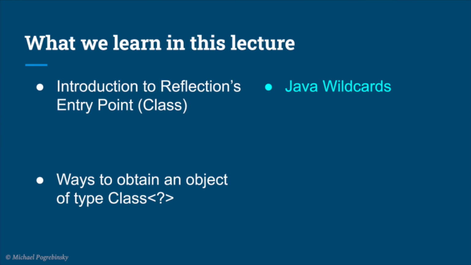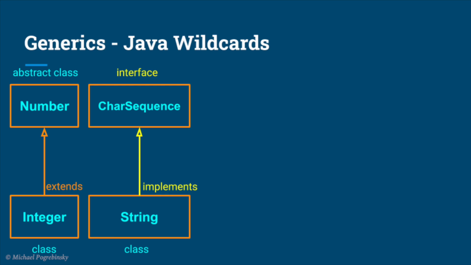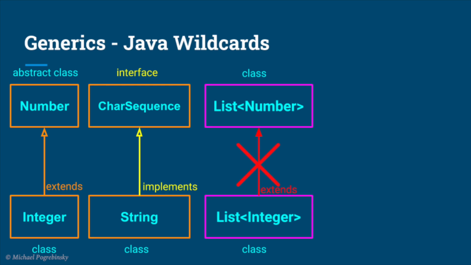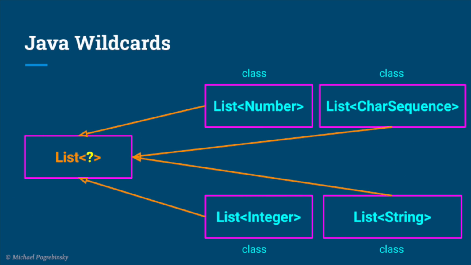Now, before we conclude, let's talk about that question mark that appears in between the angle brackets when we use the class type, which is called a Java wildcard. In Java generics, although a class like Integer extends Number and a class String implements CharSequence, a List of Number is not a superclass of a List of Integer. And similarly, a List of type CharSequence is not a superclass of a List of String.